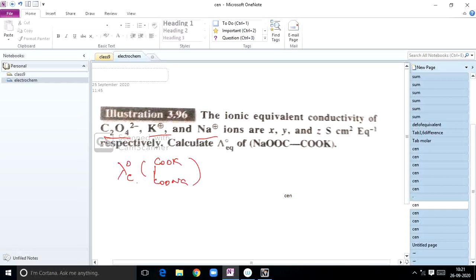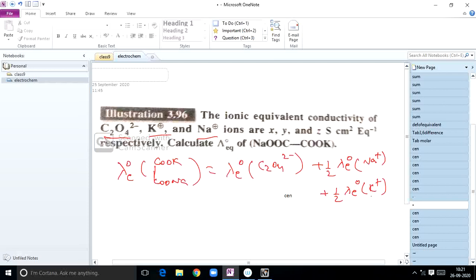Now how will it split? First of all, lambda E naught is equal to lambda E naught of C2O4 2 minus plus half into lambda E naught of Na plus plus half into lambda E naught of K plus, right? You can split this one like this: lambda E naught of C2O4 2 minus plus half into lambda equivalent of Na plus half into lambda equivalent of K plus.